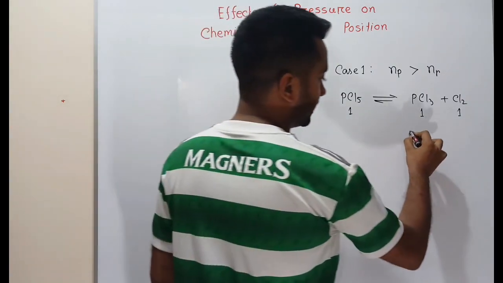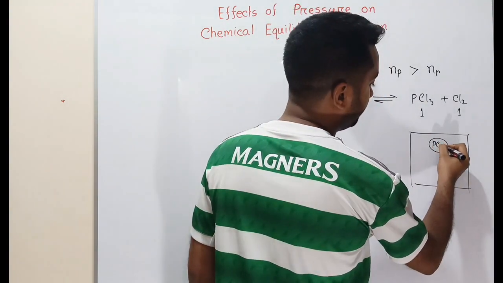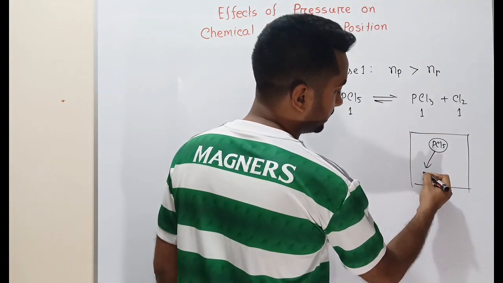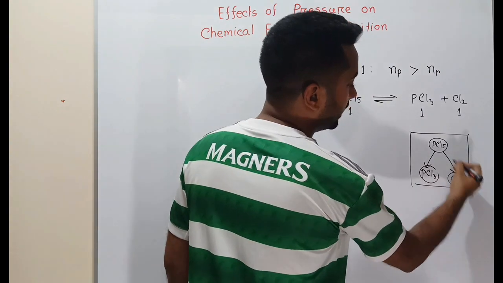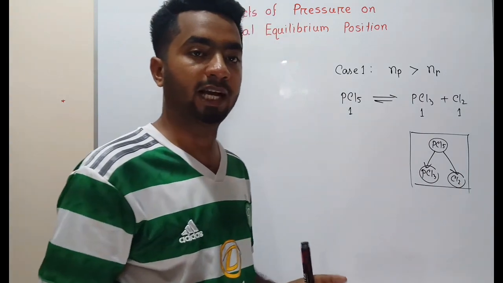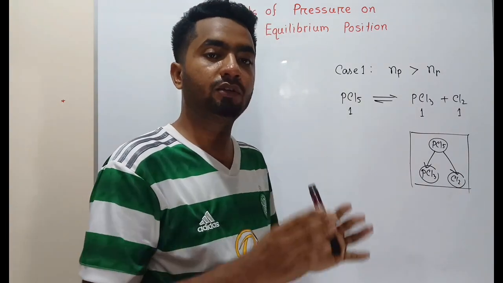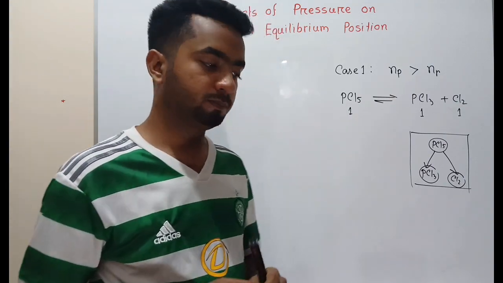So in this system, one molecule of PCl5 is producing 2 molecules of products. They are PCl3 and Cl2. That means the number of molecules in the system has been increased, and so the amount of pressure will be increased automatically. Now come to the Le Chatelier principle.